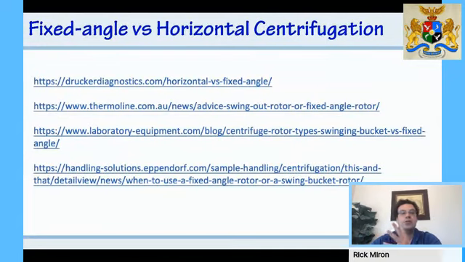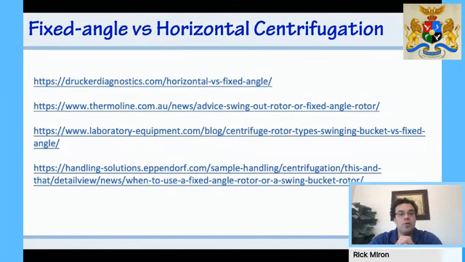Now, if you're interested, what's the difference between fixed angle versus horizontal? Again, we're not the inventors of horizontal centrifuges by any means. This was done in the PRP days with Bob Marks, Arun Garg, and those guys, who all used these horizontal centrifuges. They're better at separating layers based on their density. They're better at concentrating platelets, whether it be PRP, PRF, or any of these fields.